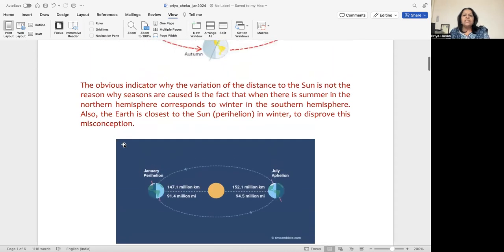The other important thing we know is that when there is summer in the northern hemisphere, you have winter in the southern hemisphere, right? And if it was because of the difference in distance, then it would be the same distance you would have either way, right? If you were closer, then it should be summer all over the earth. And if it's winter further away, it would be winter all over the earth. In this case, it's not like that.